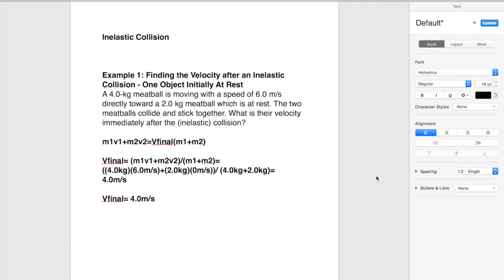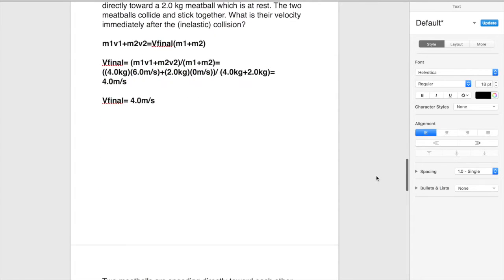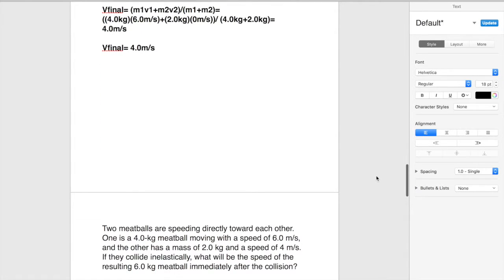Now we can substitute in for our givens, which is m1 is 4 kilograms times 6 meters per second plus 2 kilograms times 0 meters per second, since it is at rest, all divided by 4 kilograms plus 2 kilograms. And we're left with v final equals 4 meters per second. So that is our answer, 4 meters per second. Let's look at another problem.